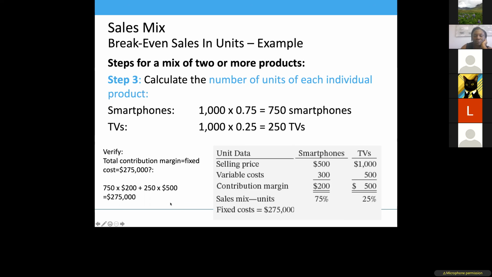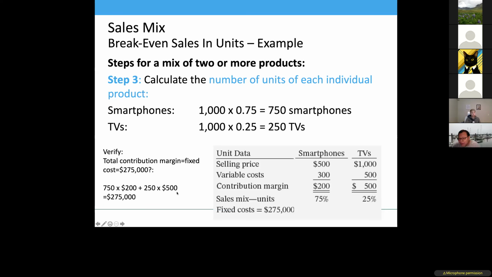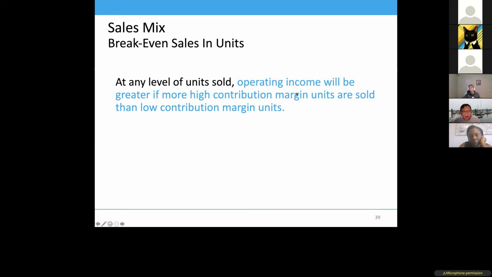Okay, that's correct. If you see the contribution margin, the smartphone only makes you $200, and the TV will make you $500. So if you want to sell more items, TV will help you make more money. The idea is operating income will be greater if more high contribution margin units are sold than low contribution margin units. When you sell the high contribution items, your operating income will be higher.